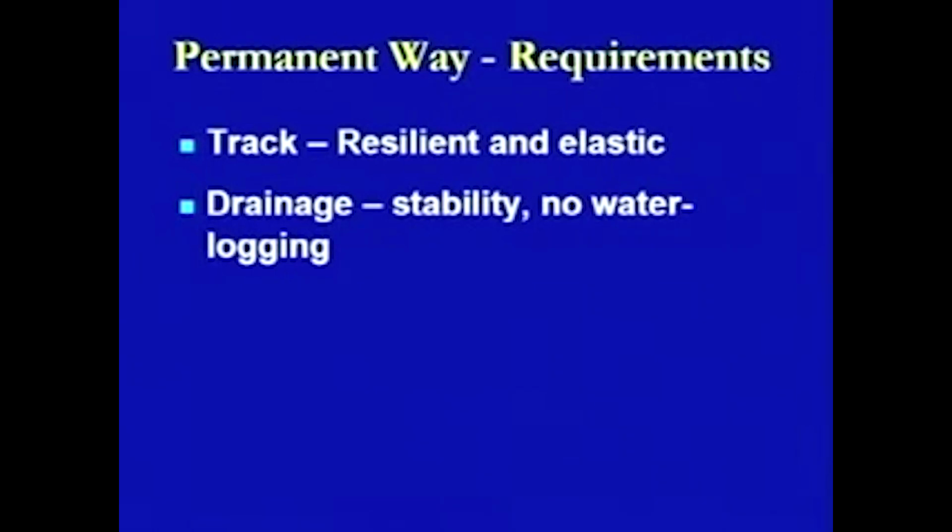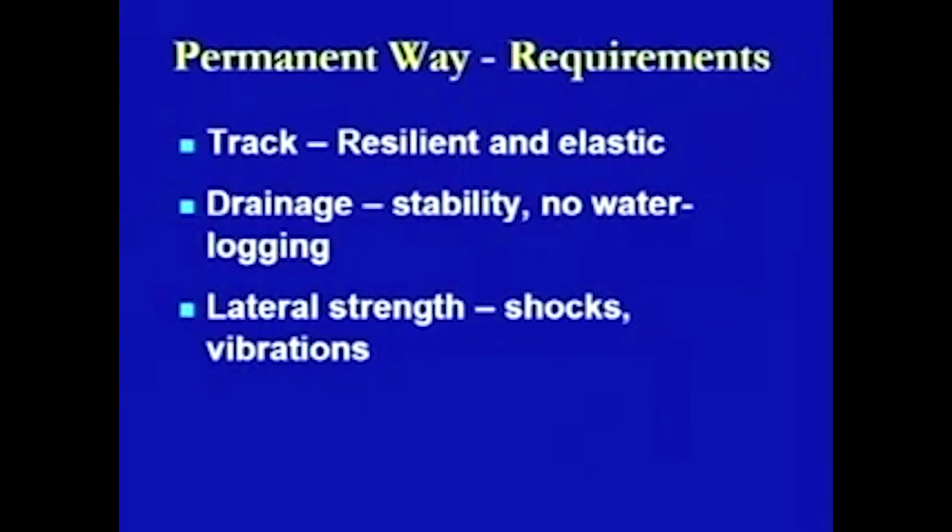Another aspect associated with the requirements of the permanent way is drainage. Drainage has a direct consequence on stability. If there is poor drainage, it is going to be detrimental to the life of the materials which have been used in the construction of the permanent way. Therefore, it is required that there is no waterlogging around the permanent way, and the water should get drained as fast as possible.